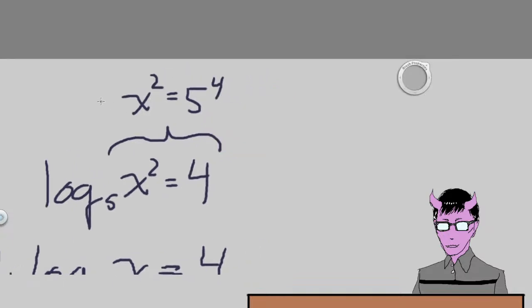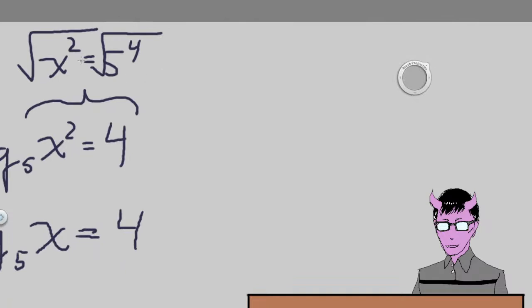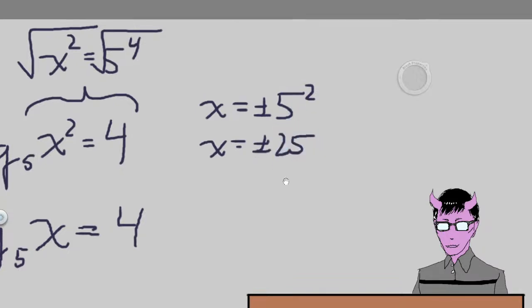And then we could just apply the square root to both sides, but when you transition from even powered exponent to odd powered exponent, you have to put absolute value or plus or minus on the other side. So what's the square root? What's half of 4? It's going to be 2. So technically you need to write like this. So x is equal to plus or minus 25.